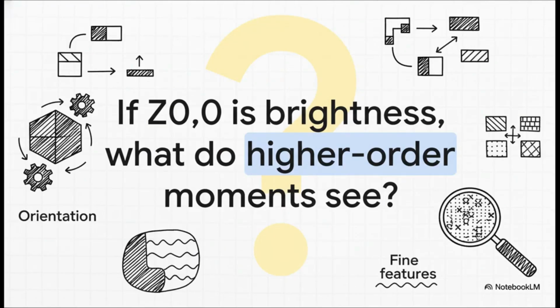We just calculated the simplest possible moment, one that basically captures brightness. But what happens when you calculate z11 or z53? What kinds of complex details about a shape's edges, its asymmetry, or other fine features do those higher-order moments allow a computer to finally see? Well, that's where the true power of this technique really begins to unfold.